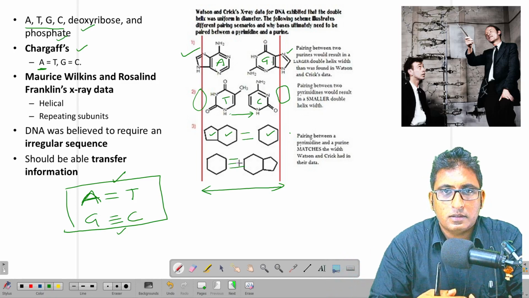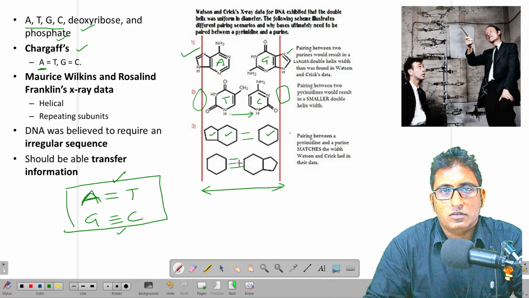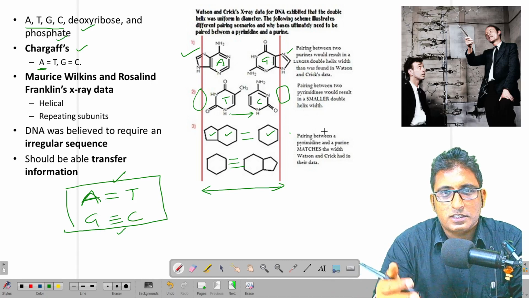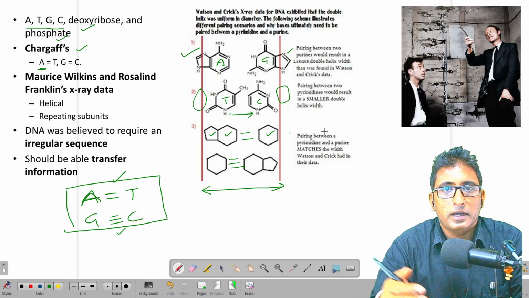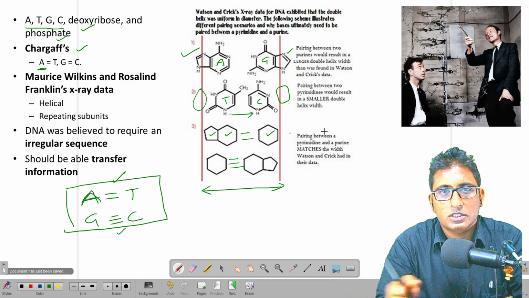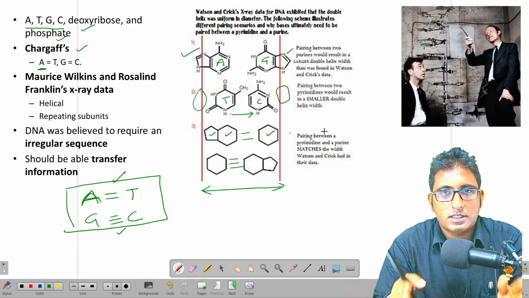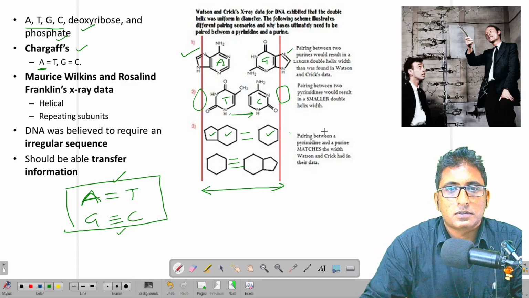And I think when they were building the model, they must have found that if they were to form the hydrogen bonds, the bases should be within a certain distance. That is one of the logics they used.